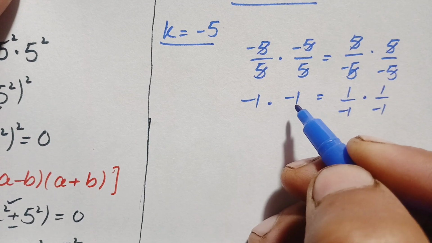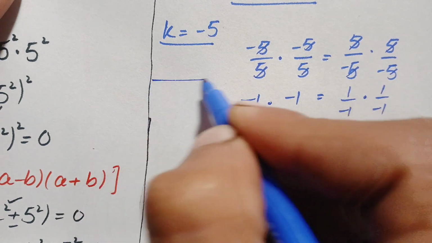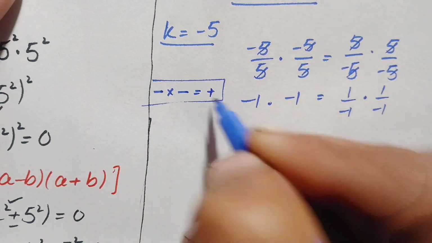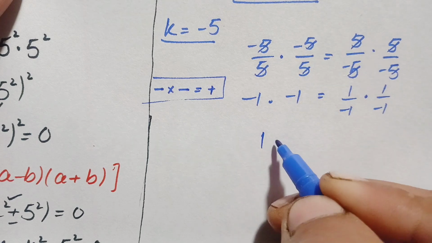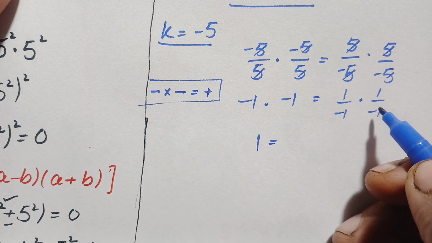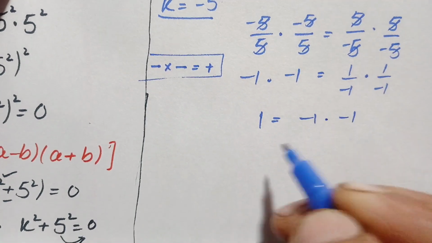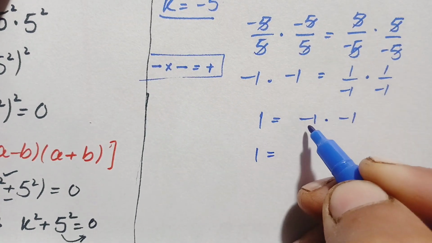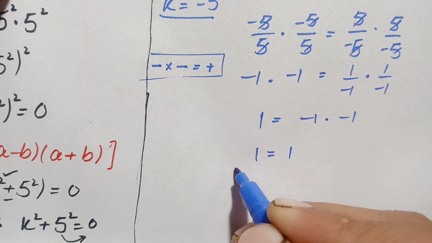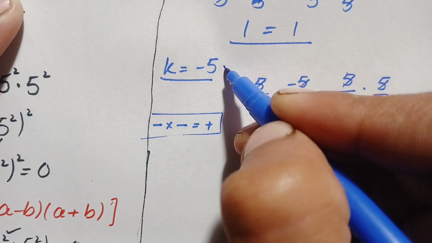Here negative 1 times negative 1, as we know that negative times negative is positive. This is a math rule. Negative times negative is always positive. So this is positive 1. And here we know that 1 divided by negative 1 is always negative 1. So this will become negative 1 times negative 1, which is positive 1. Again, since both sides are equal, it means that k is equal to negative 5 is also the exact and correct value.